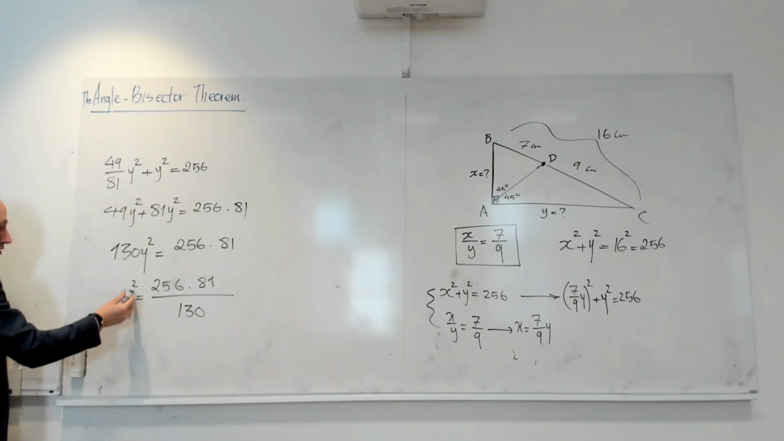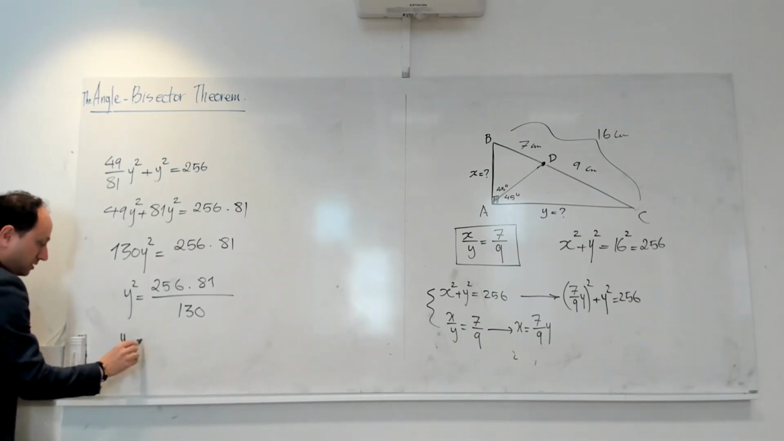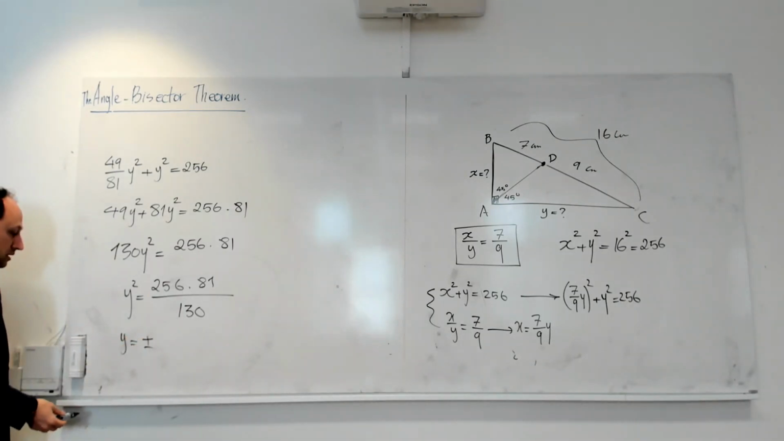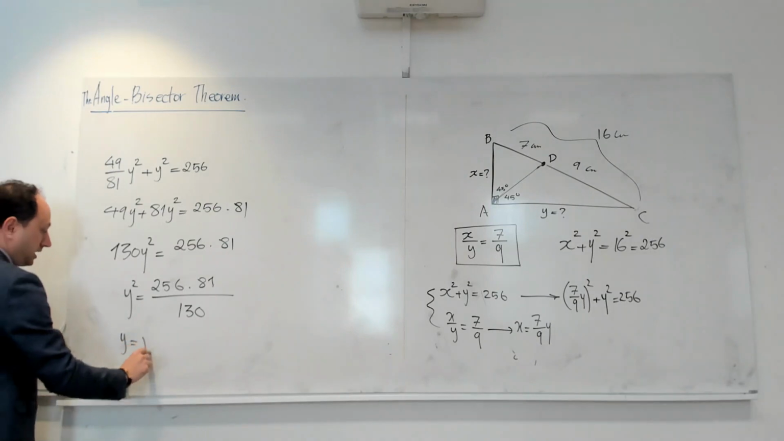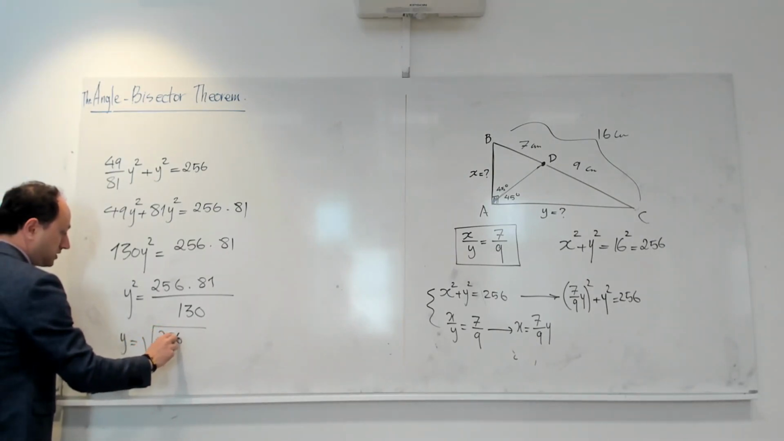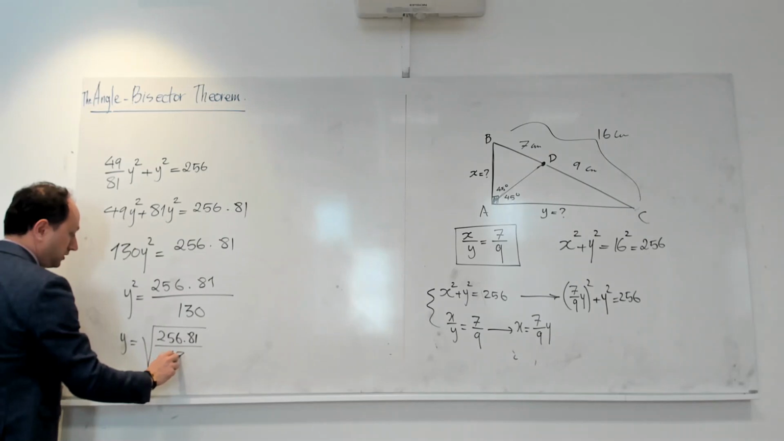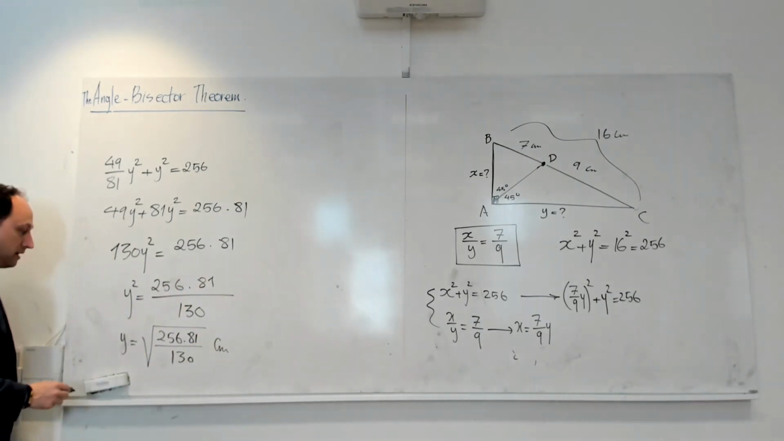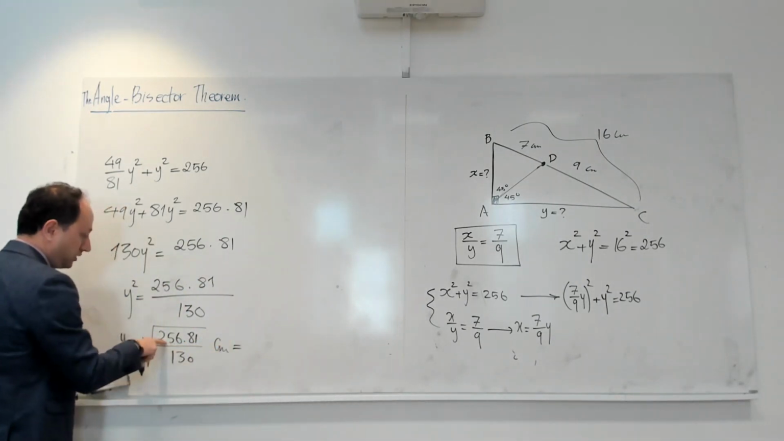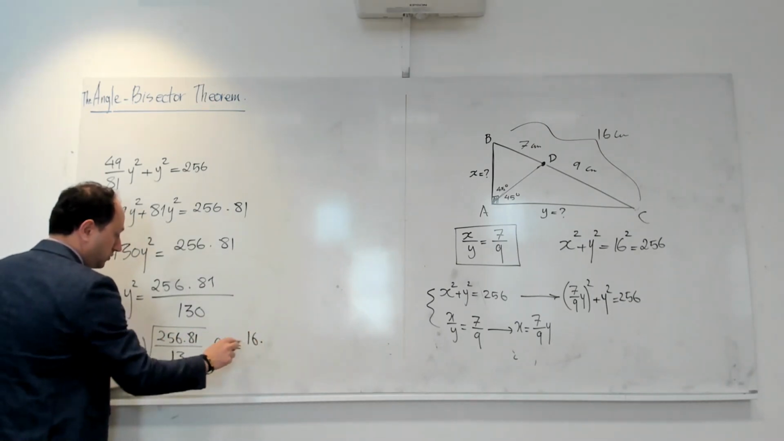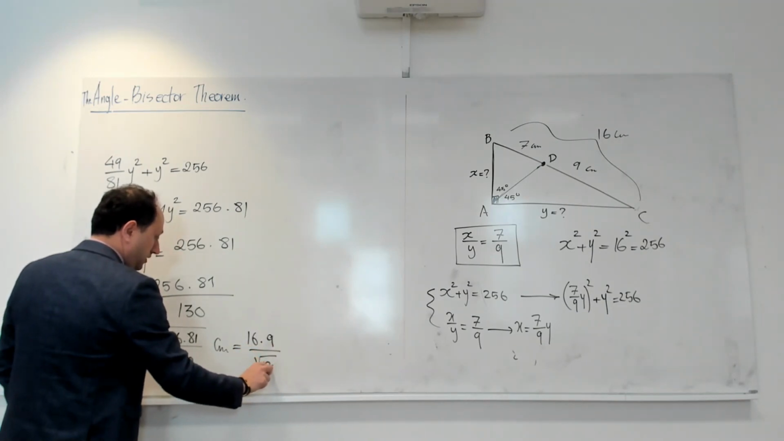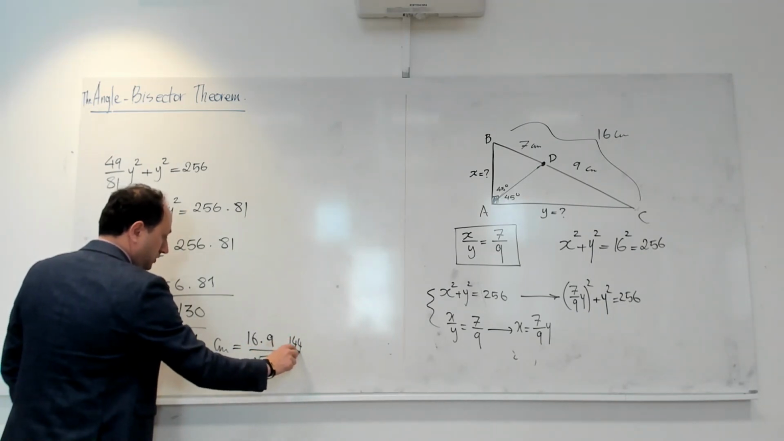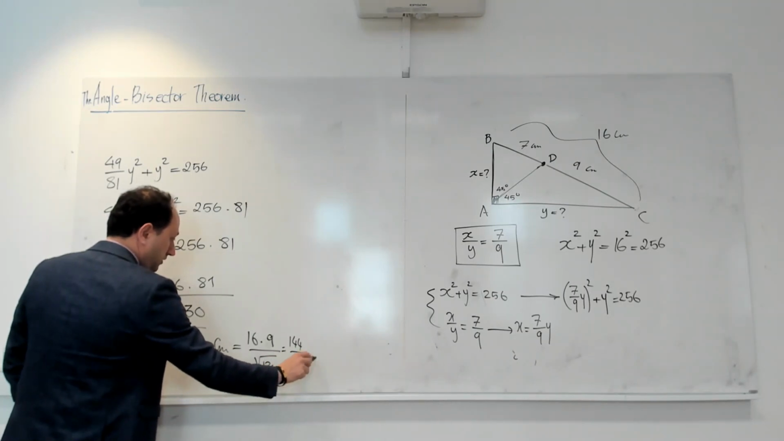Anyway, so y is equal to, in principle I have to put plus or minus, but in this case y is representing a length, so it cannot be plus or minus, it is always positive. And then I take the square root of 256 times 81 divided by 130 centimeters. For the numerator, square root of 256 is 16, square root of this one is 9, divided by square root of 130, which is 144 divided by square root of 130 centimeters.